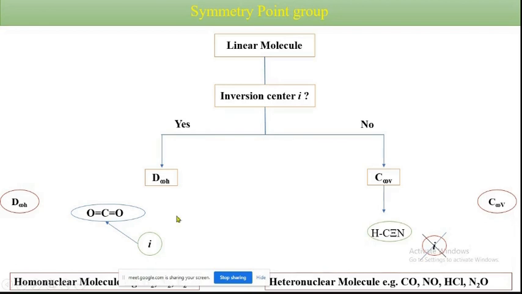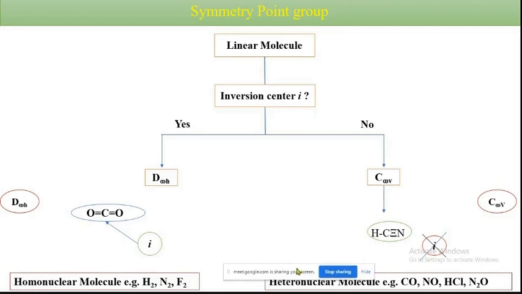The best example for D infinity h is the CO2 molecule. Here the inversion center passes through carbon. It is linear, and it has an inversion center, so it simply means that the point group will be D infinity h. What about C infinity v? The best example is HCN. There is no center of inversion, right? And here the point group will be C infinity v.